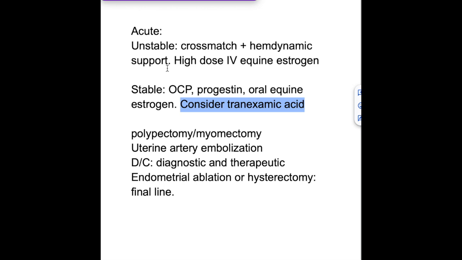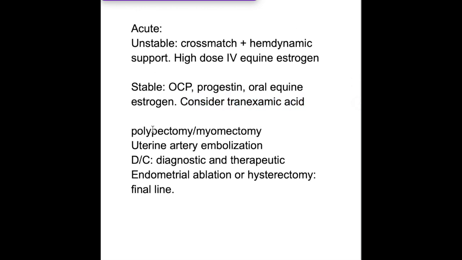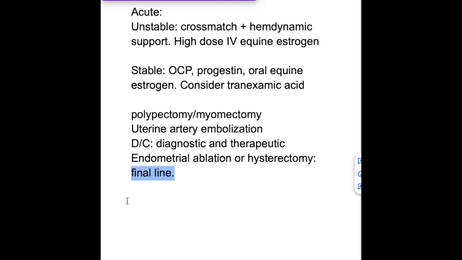Tranexamic acid is used in case of profuse bleeding or active bleeding. And next is that we treat the underlying cause. Surgical options include polypectomy for polyps, myomectomy for leiomyomas, uterine artery embolization. Actually, I didn't mention this, but it's used for leiomyoma. It actually cuts off the blood supply for the leiomyoma, which causes it to shrink down and causes an improvement in symptoms. Now we do dilation and curettage. This is both diagnostic and therapeutic, so it can be helpful. And endometrial ablation or hysterectomy is used as a final line when the patient's symptoms are refractory to the above treatments. And that sums up the topic of abnormal uterine bleeding.